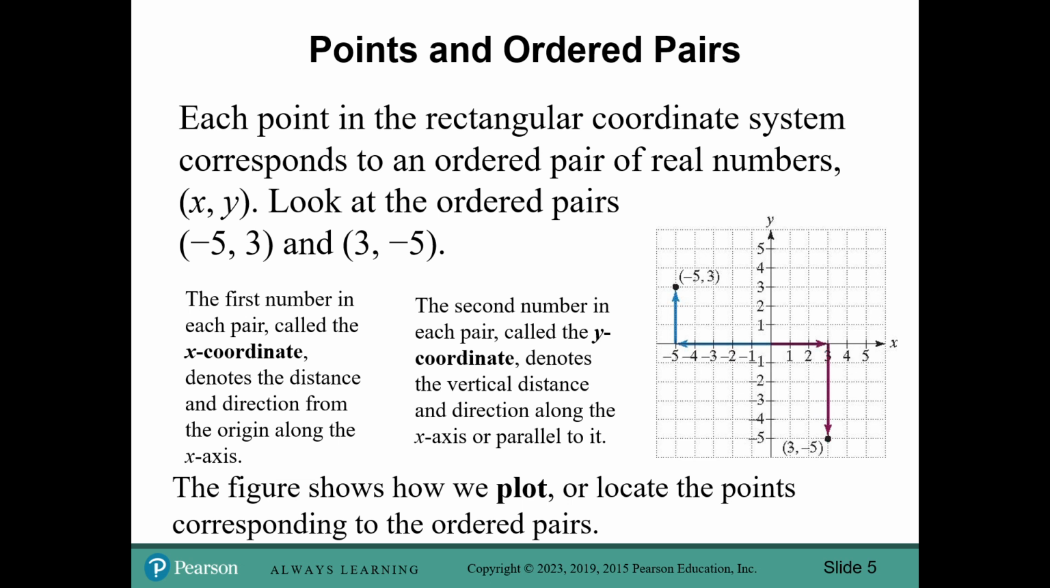The first number in each pair, called the x-coordinate, denotes the distance and direction from the origin along the x-axis. The second number in each pair, called the y-coordinate, denotes the vertical distance and direction along the x-axis or parallel to it. The figure shows how we plot or locate the points corresponding to the ordered pairs. So the first number is always your x. We move on our x first. And then your second number in your coordinate is your y. And we move accordingly to find the y point and then plot the point.